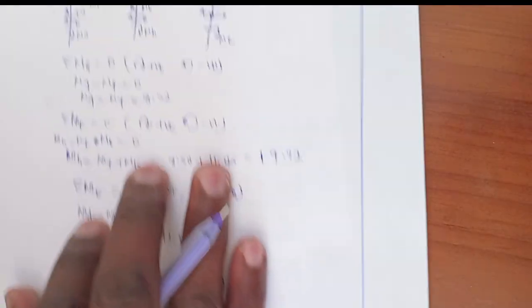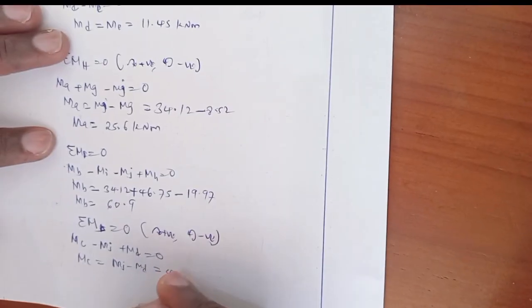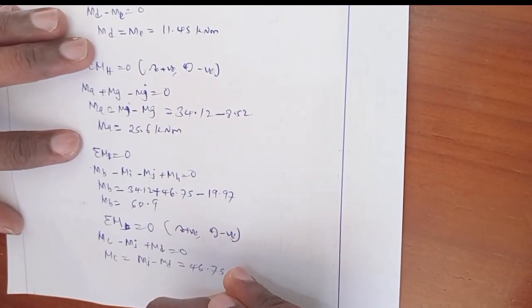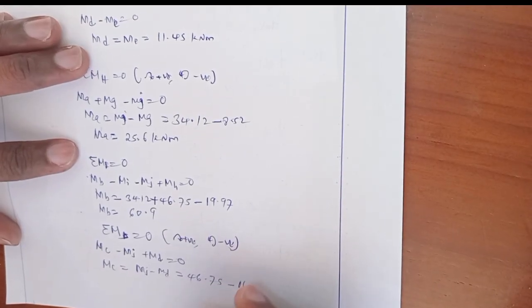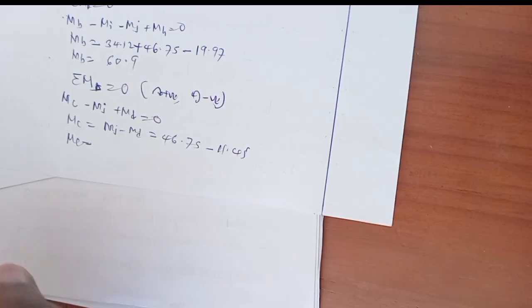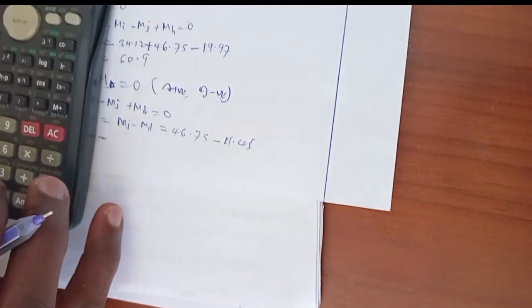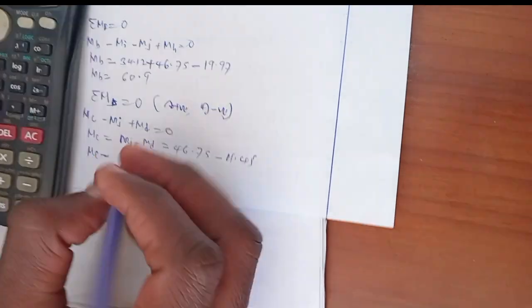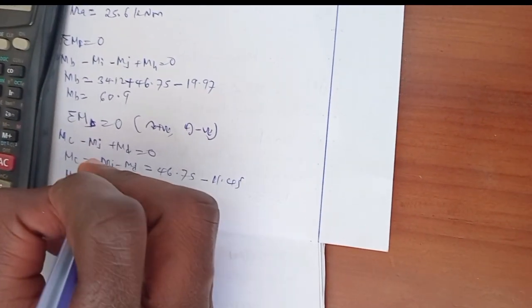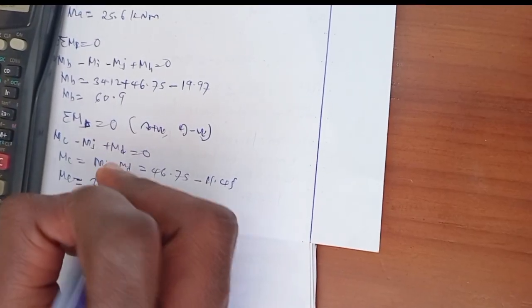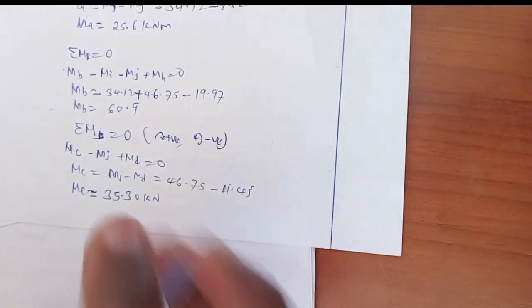MJ is 46.75 minus MD. MD is 11.45. So MC will be 46.75 minus 11.45. It will be 35.30 kilonewton meter.